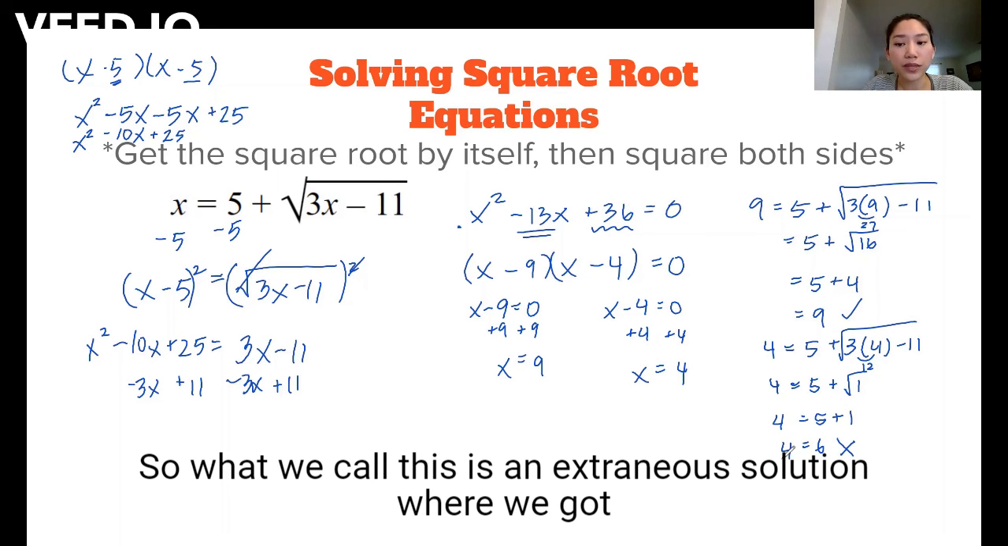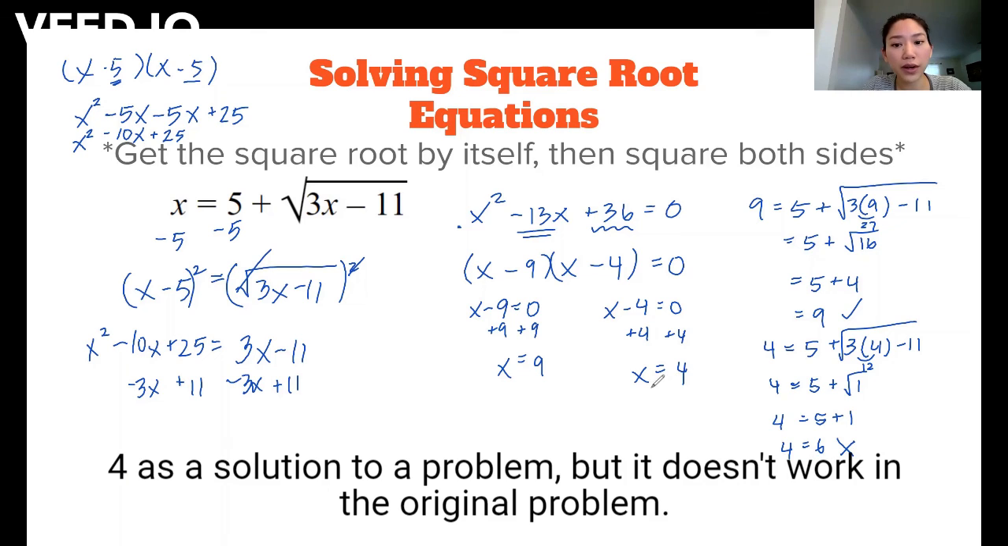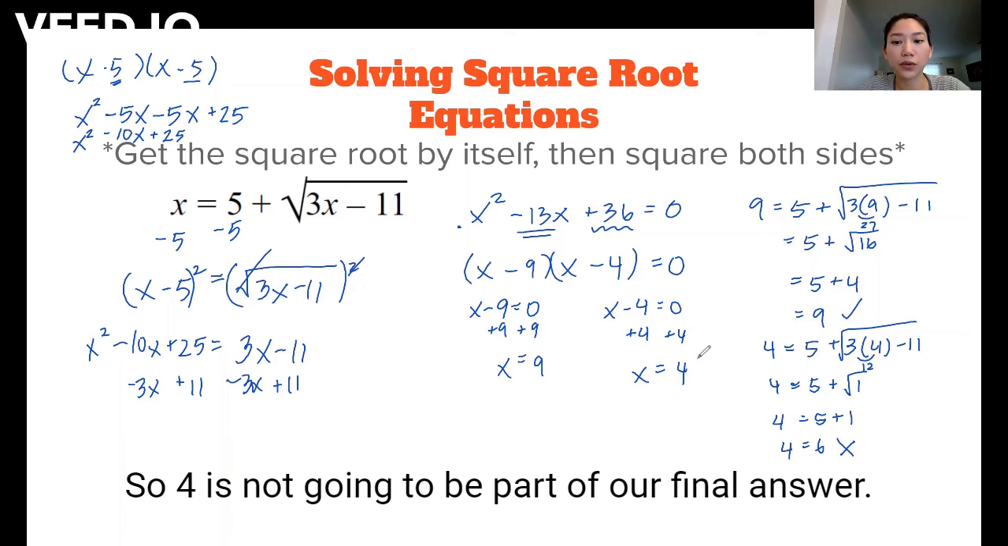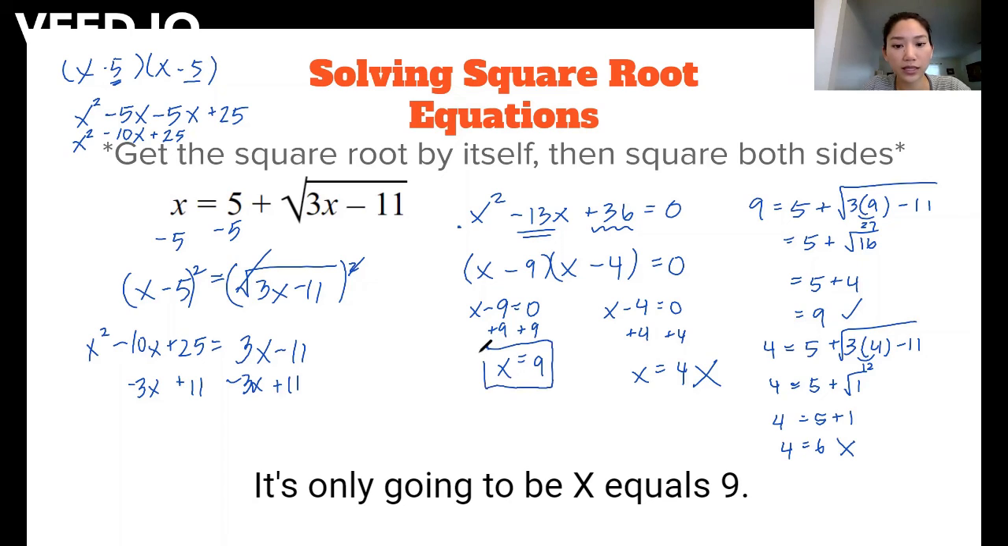What we call this is an extraneous solution, where we got 4 as a solution to a problem, but it doesn't work in the original problem. So 4 is not going to be part of our final answer. It's only going to be x equals 9.